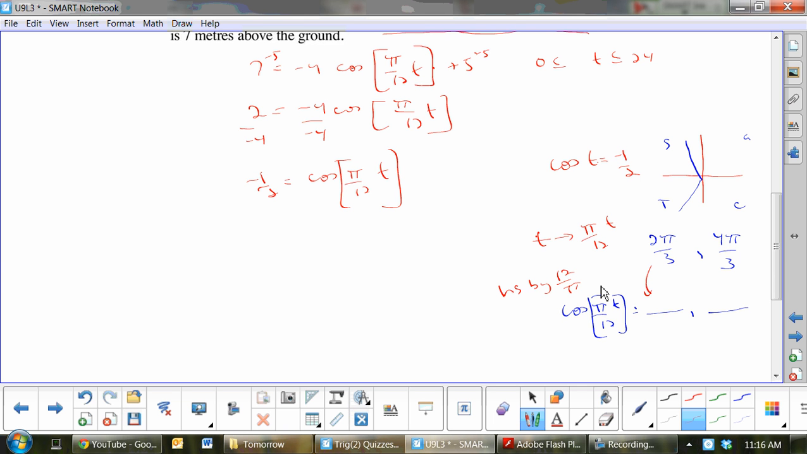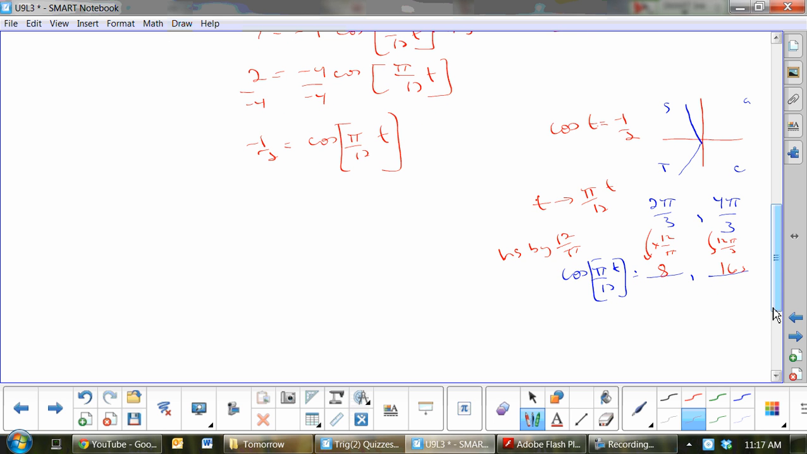Remember, the diploma's soon, right? So we're going to know our trig well, but we got to know our transformation unit well, too. So let's multiply by 12 over pi, and what do you get? Pi's cancel, and you get 24 over 3, which is 8. 8 seconds. At 8 seconds, and this one be what? 16. So, therefore, the answer to this is 8 and 16.